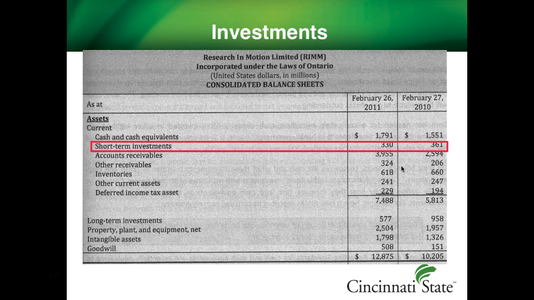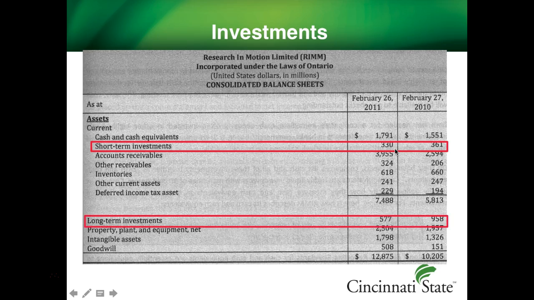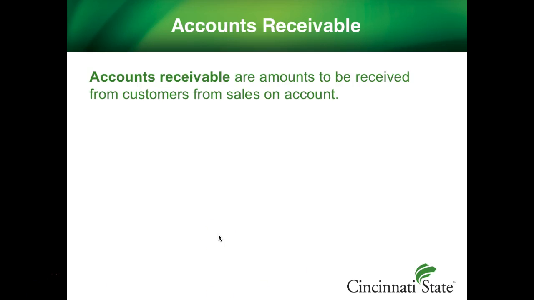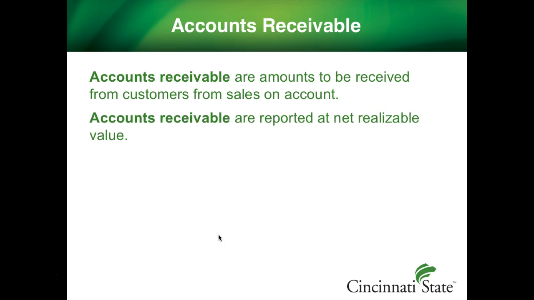Research in Motion Limited's short-term investments at February 26, 2011 equaled $330 million, and their long-term investments were $577 million. Accounts receivable are amounts to be received from customers from sales on account. One of the biggest challenges in valuing accounts receivable is how much the company will actually collect, because inevitably some of the customers will not pay.